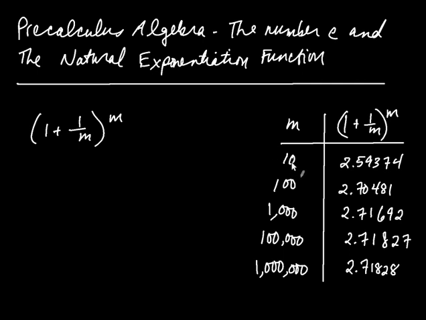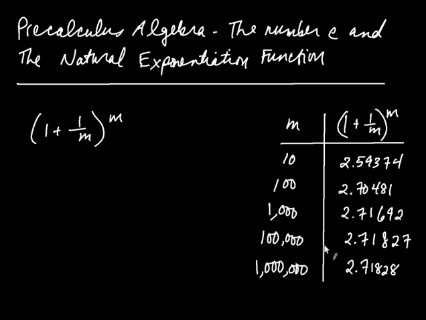So I'm going to plug in these values of m. I'm going to first start with 10. I'm going to put a 10 right here and a 10 right there and ask myself, what do I get on my calculator? When I plug that in, I get 2.59374. And then if I make m larger, if m is 100, I plug that in here and there, I get 2.70481. If I plug in 1,000, I get 2.71692.